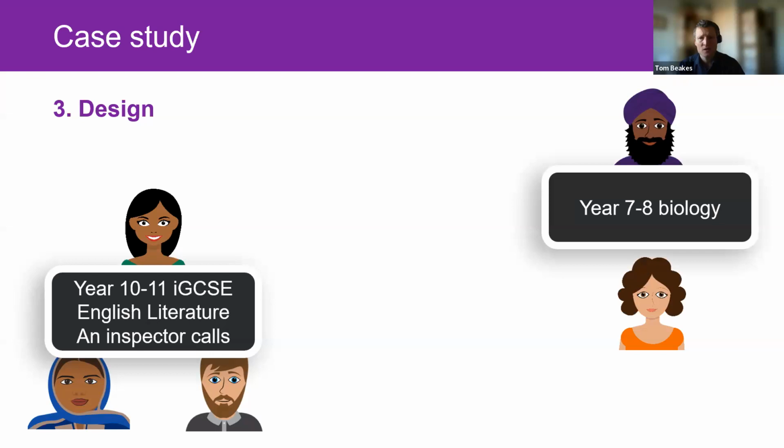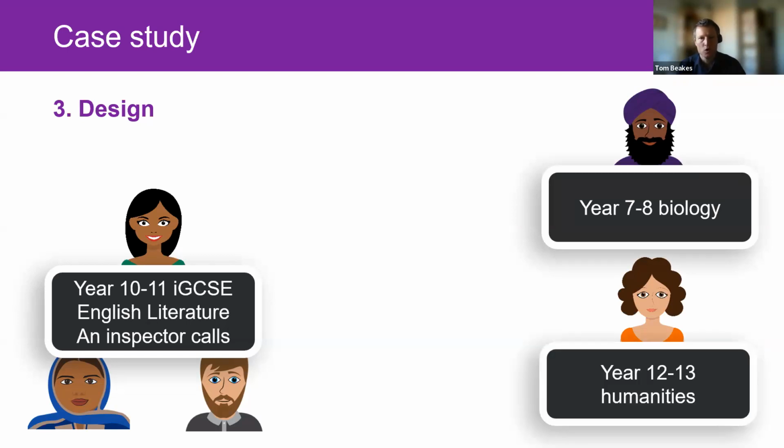There's a biology teacher. He's a bit of an old hand at the school and he prefers working on his own. He's currently responsible for year 7 and 8, so he's working by himself. And there's a humanities teacher who's working with the year 12 and 13 learners. And she's the only teacher working in her subject area with this age group, so she's working alone on that basis.